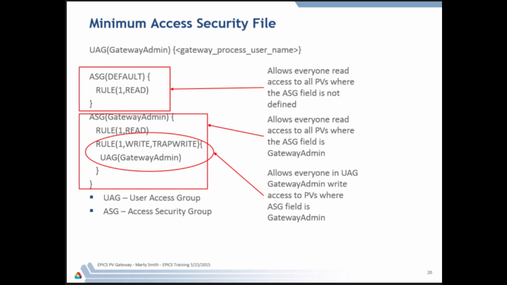So you need to have this top box. This allows everyone to read every process variable through the gateway. If you don't have this, you won't be able to see anything.